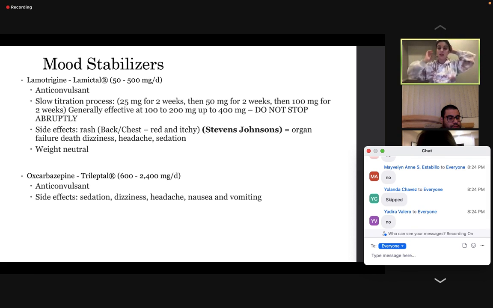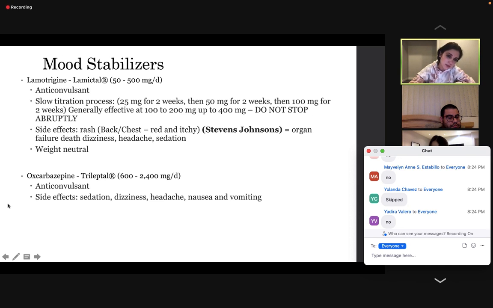It's gnarly and it's painful and itchy and red, and they're just going to keep scratching and scratching. When you assess them, it's going to be all over the chest, the back, all over the body. Which basically means organ failure, death. They'll be kind of sedated, have a headache, organ failure, dizzy, death. So lamotrigine equals Stevens-Johnson syndrome. You got to watch out for that.